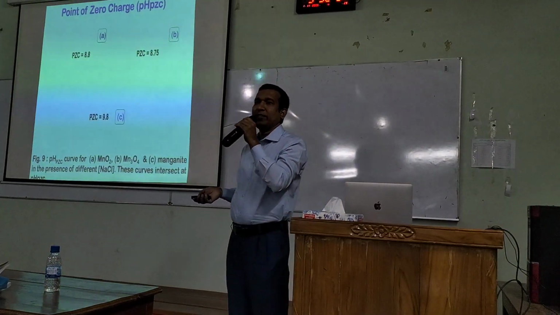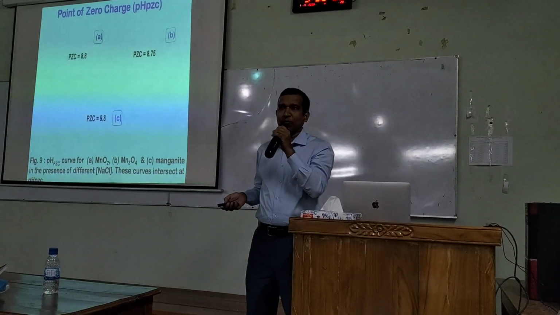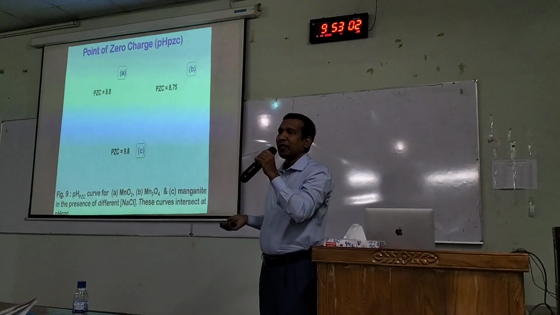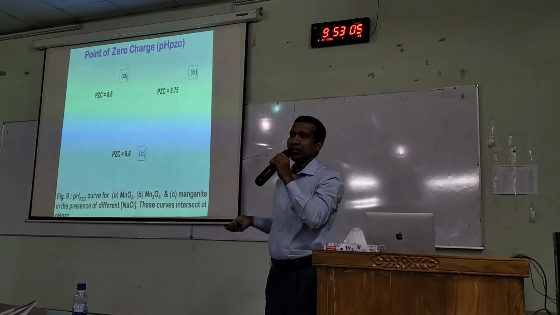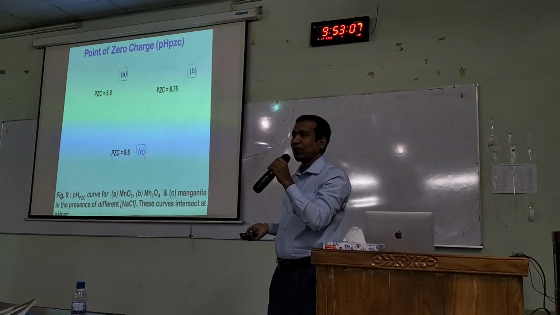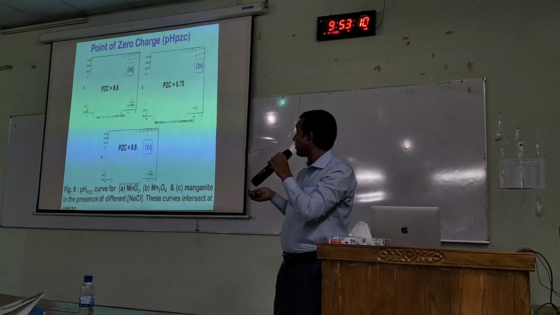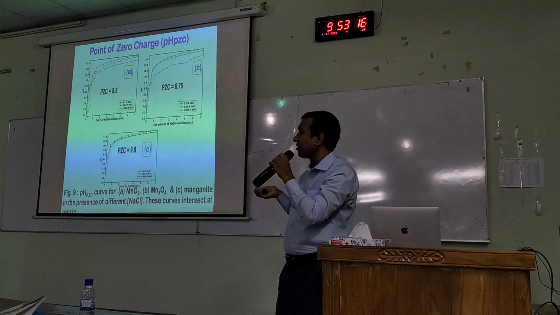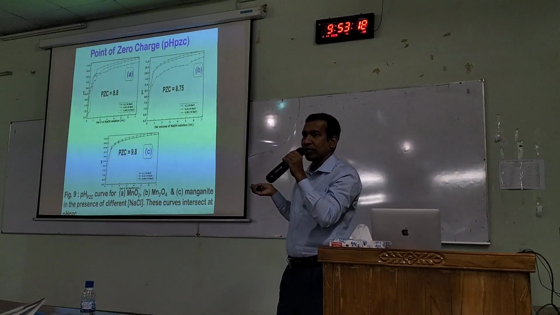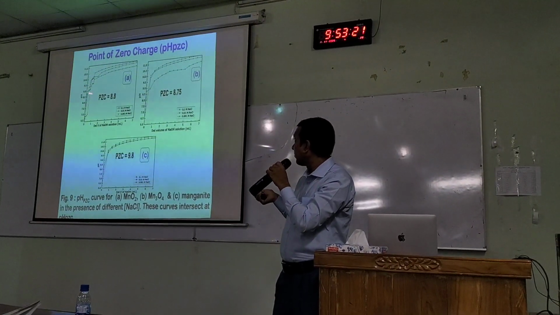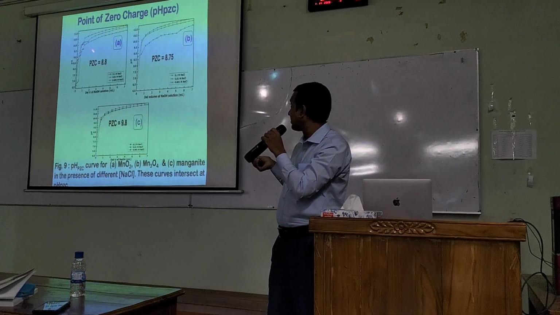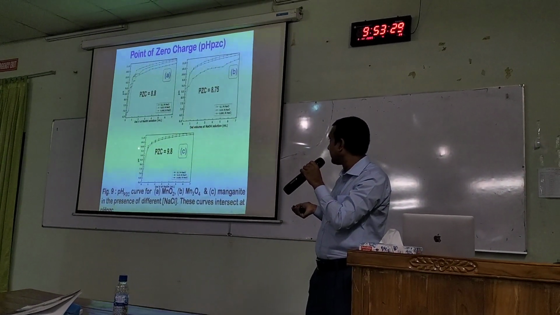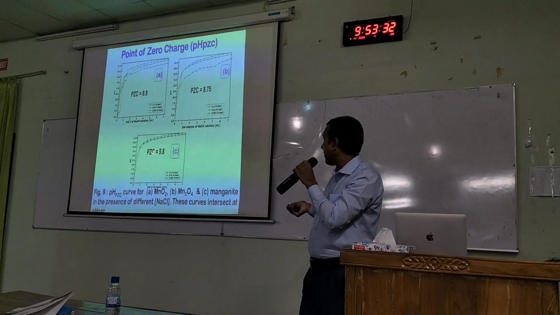Then we determine the point of zero charge, which is the most important property for any adsorbent, using simple acid-base titration. Nowadays, we use zeta potential for determination of surface charge. So here I have shown the determination of point of zero charge at 3 different concentrations of electrolyte sodium chloride solution, and we see that the 3 curves intersect at 8.8, in this case 8.75, and for this case it is 9.8.